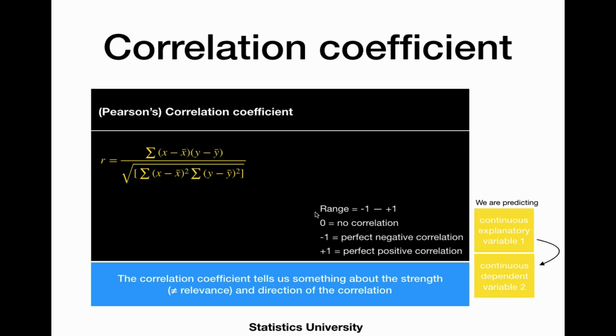But note that the correlation coefficient tells us something about the strength and the direction of the correlation, but not its relevance. So you still need to think about the clinical relevance yourself. And furthermore, many authors also use a p-value to state whether the correlation coefficient is significantly different from 0, but I don't think that's a very relevant statement. You're better off just showing the correlation coefficient and maybe an associated 95% confidence interval to state the uncertainty of your estimation of the correlation coefficient.